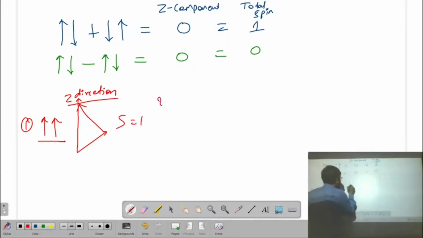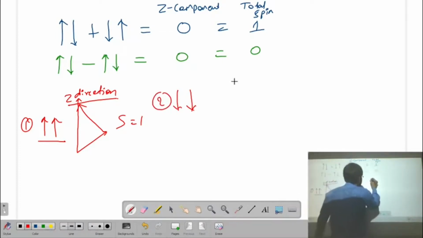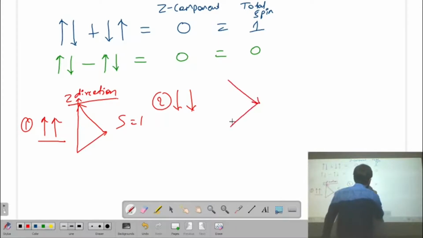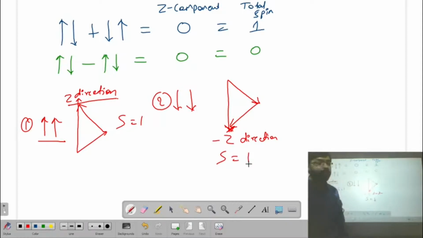Now for the second case, if both are in the same direction but in the downward direction, over here also S will be equal to 1, because we have a particular direction, because we have a resultant spin, right? These are the vector addition of two.